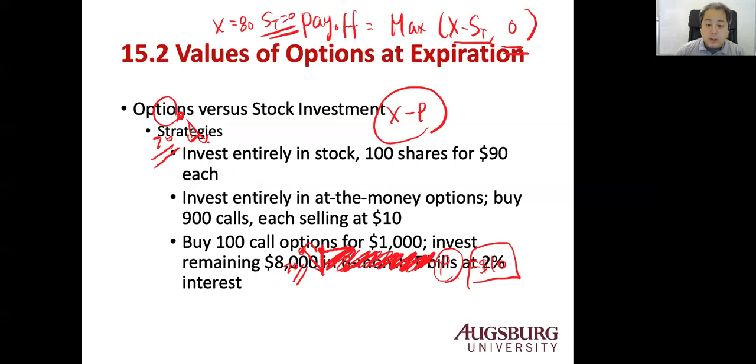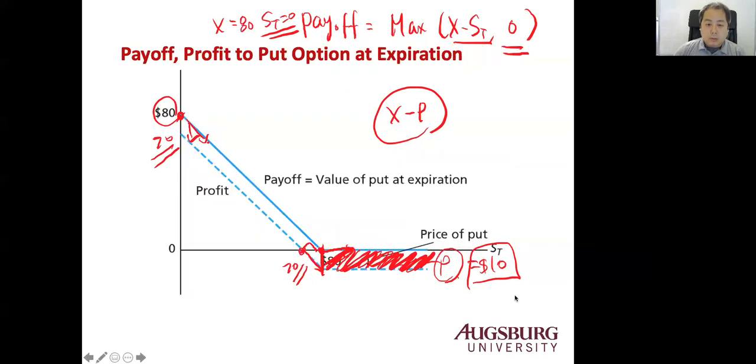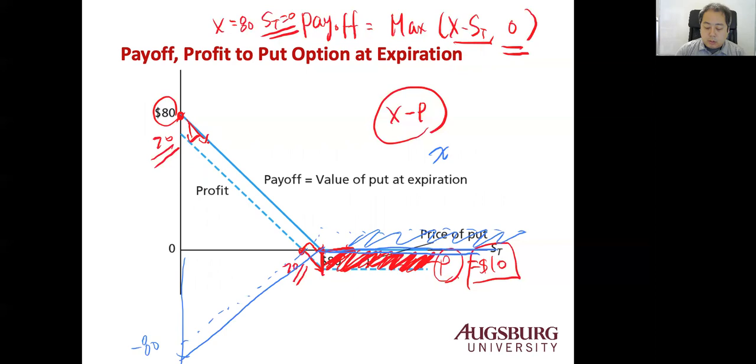Let's look at the writer part too. The writer's graph is exactly opposite. For the profit graph, at 80 it is negative 80 for the writer, right? And then the maximum profit they can make is the put premium, $10. So again, it's a zero-sum game.